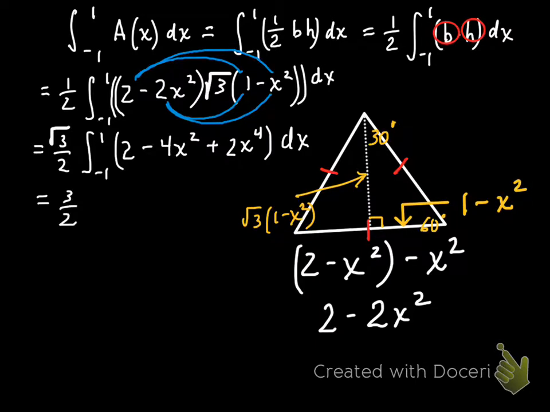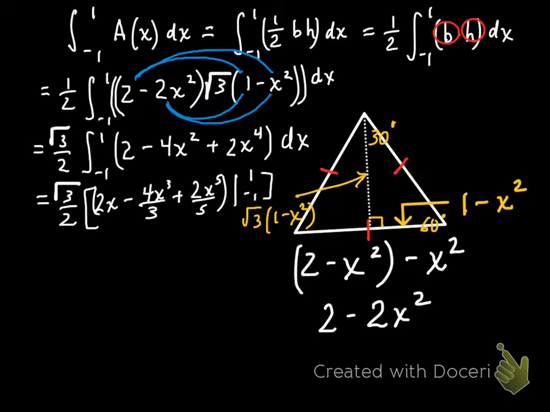So I still have the root 3 over 2 constant. And now I'm utilizing the power rule in reverse, going 2x minus 4x cubed over 3 plus 2x to the 5th over 5. And with my evaluation from -1 to 1. So you can at this time integrate this on your calculator or continue here plugging in 1 and then subtracting, plugging in -1.